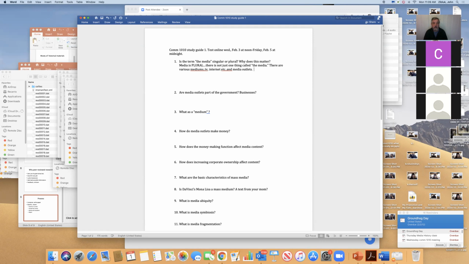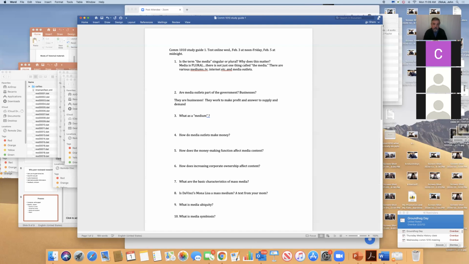Are they part of government? Are they business? Are they public service? They are businesses. Why does that matter? They work to make profit and answer to supply and demand. That's what determines what's on. If people want it, the advertising rates go up. If more people watch, and it's not about liberal bias. It's about meeting the needs of the audience, supply and demand.